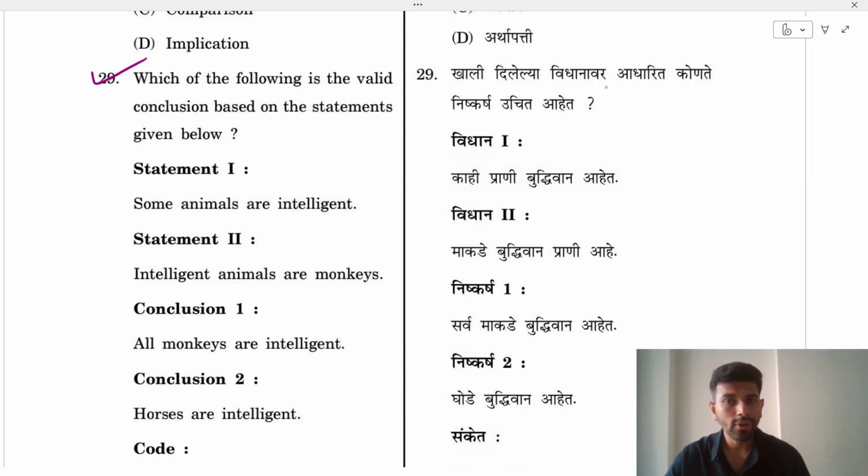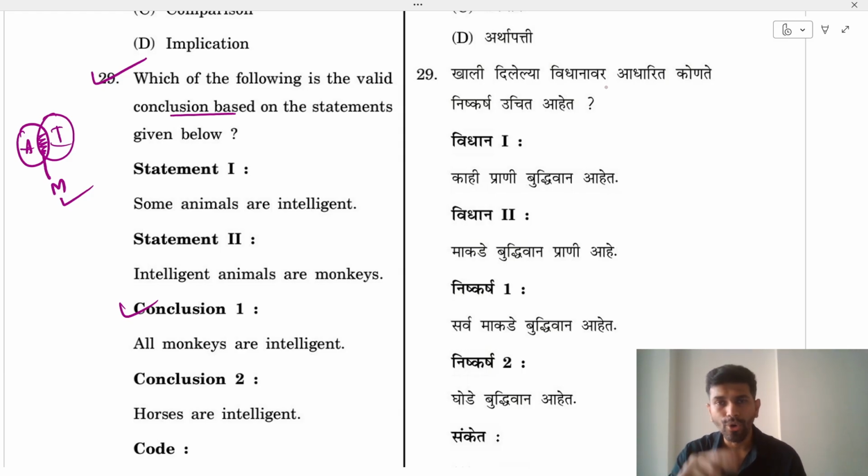Next, which of the following is a valid conclusion based on the statements given below? Some animals are intelligent. Intelligent animals are monkeys. Intelligent animals means this area are monkeys. So all monkeys are intelligent. Yes, conclusion 1 is correct.